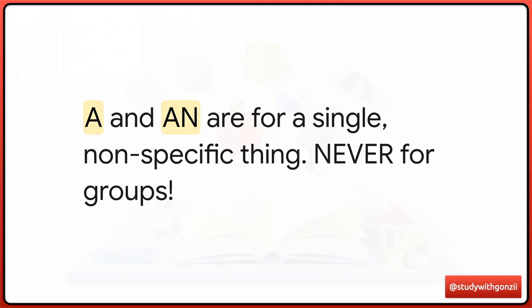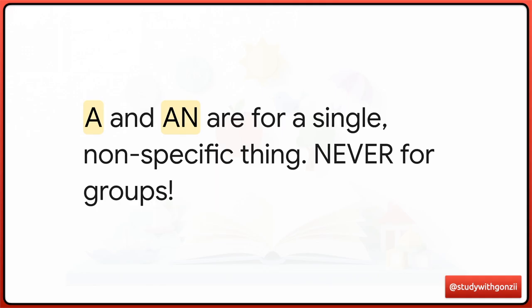Well, the foundation of this whole system begins with the indefinite articles "a" and "an." The golden rule here is that you use "a" and "an" when you're talking about a single non-specific thing, meaning just one item, and it can literally be any item of its type. A car, an apple. It doesn't matter which one, just one of them.